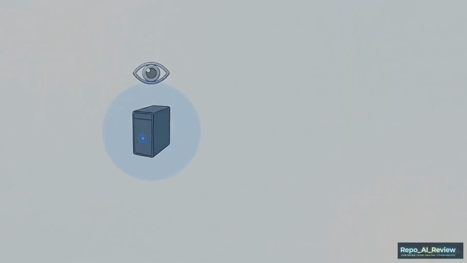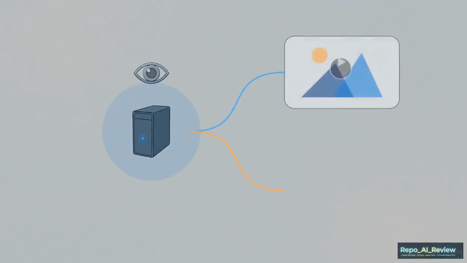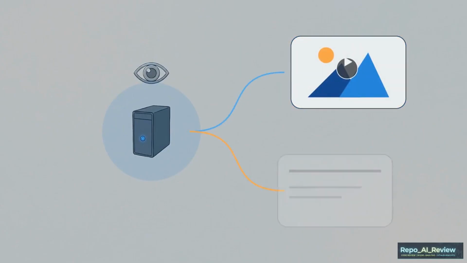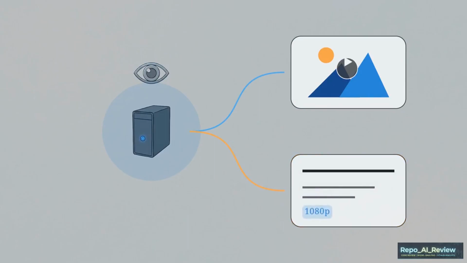This diagram shows exactly what happens during that pause. The URL enters the processor and splits. One stream pulls the visual thumbnail, while the other parses text data, like the video title and available quality settings.